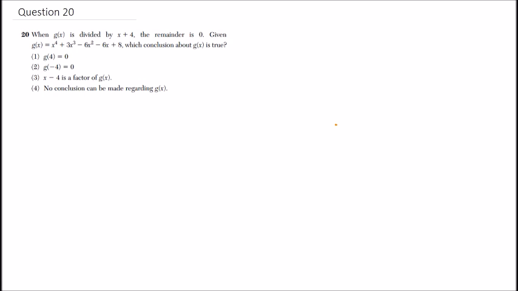Alright, question 20 here says when g of x is divided by x plus 4, the remainder is 0. Given that g of x is this function right here, which conclusion about g of x is true?